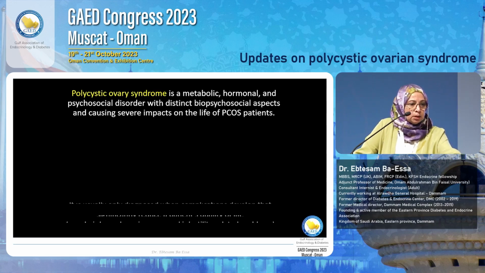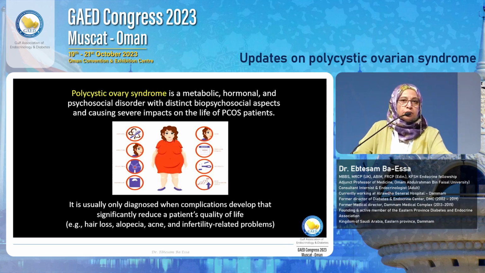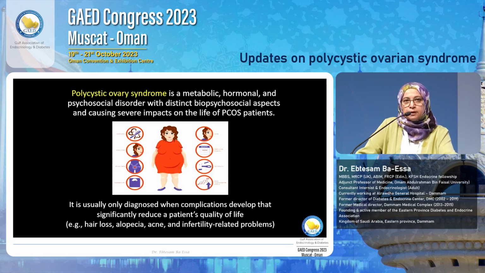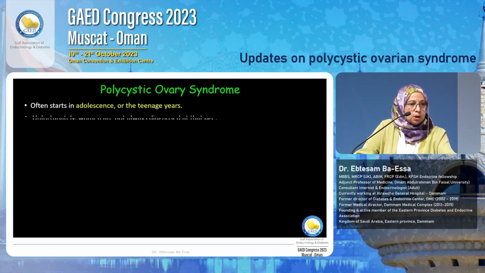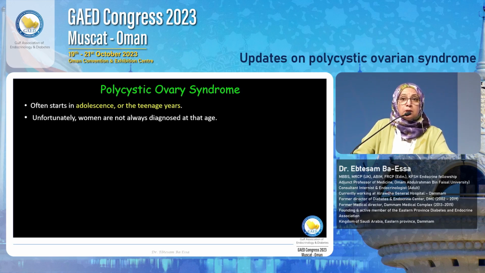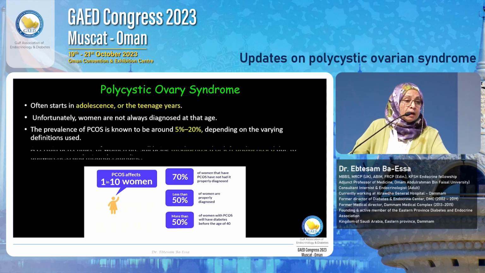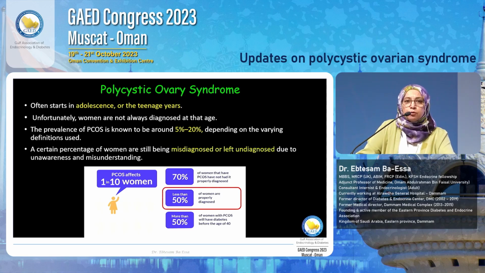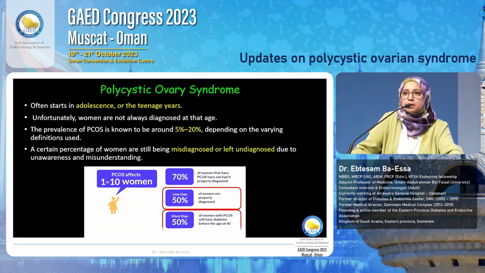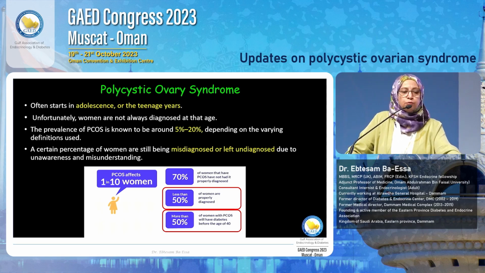It is usually a disease that is diagnosed when complications develop during the reproductive years that impact the quality of life. Polycystic ovary disease often starts in adolescence and the teenage years. However, it is often not diagnosed or is misdiagnosed at this age, and the prevalence of polycystic ovaries is around 5 to 20%, almost 1 in 10 women suffer from polycystic ovary syndrome. Unfortunately, less than 50% of those women are diagnosed appropriately, and more than 50% of them will develop diabetes by the age of 40 or more.